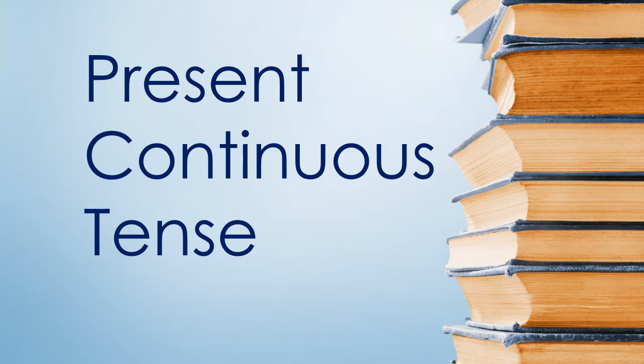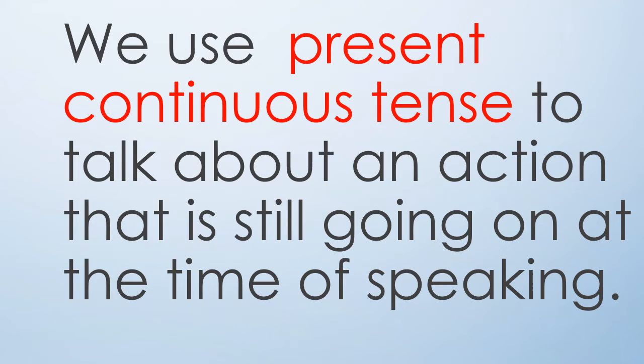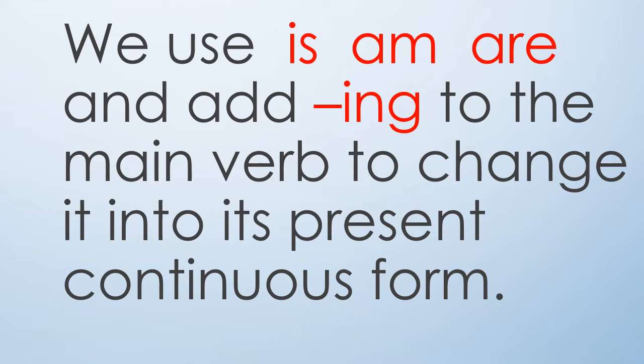Today we are going to learn present continuous tense. We use present continuous tense to talk about an action that is still going on at the time of speaking. We use is, am, are, and add ing to the main verb to change it into its present continuous form. Let us learn how we do it.